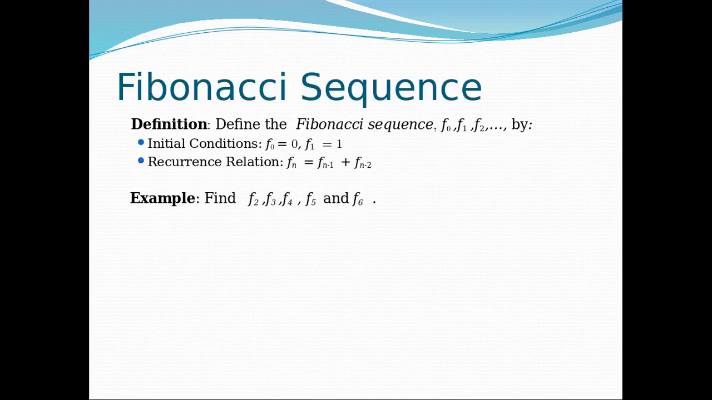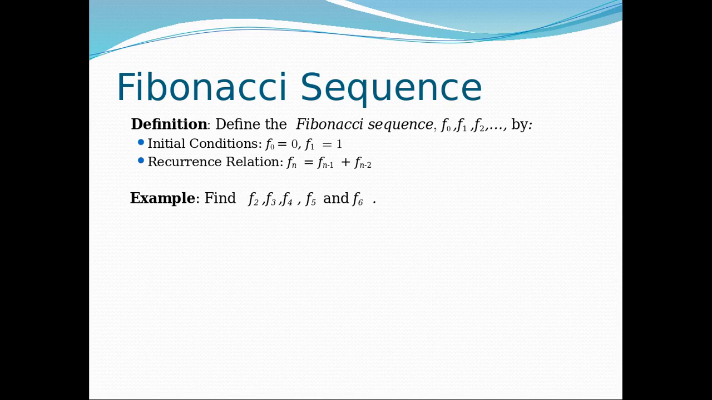So moving on, we have a very famous sequence which is the Fibonacci sequence. The Fibonacci sequence is defined as f0, f1, f2, and so on, where the initial conditions are f0 is equal to 0 and f1 is equal to 1, and the recurrence relation is fn is equal to fn minus 1 plus fn minus 2. So we have to find f2, f3, f4, f5.